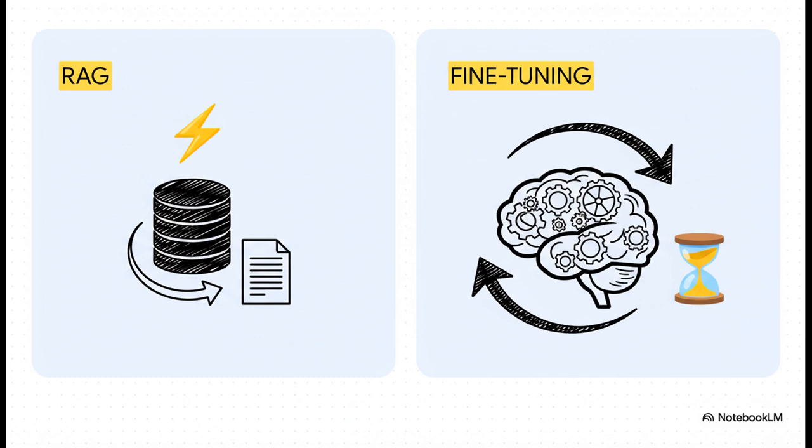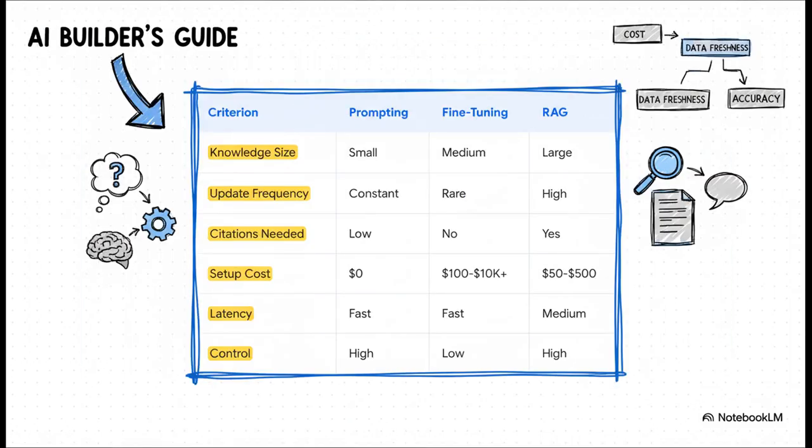This really gets to the core of it. RAG is like giving the model a book to read, while fine-tuning is like forcing it to memorize the entire book. Okay, this matrix right here, this is your golden ticket. It's the cheat sheet for this whole decision. Let's just hit the highlights. Look at knowledge size. Prompting is for tiny bits of info. RAG can handle massive, massive libraries. Update frequency? We just talked about it. RAG is instant. Fine-tuning is a slow grind. What about citations? If you need to prove where an answer came from, RAG is really your only option.